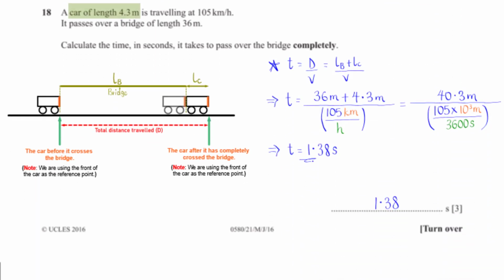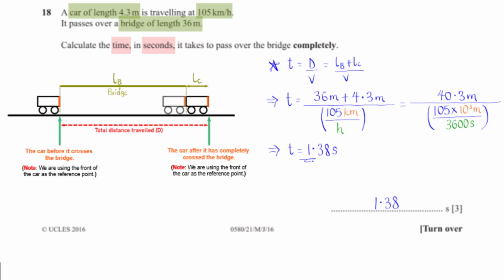A car of length 4.3 meters is traveling at 105 kilometers per hour. It passes over a bridge of length 36 meters. Calculate the time in seconds it takes to pass over the bridge completely.